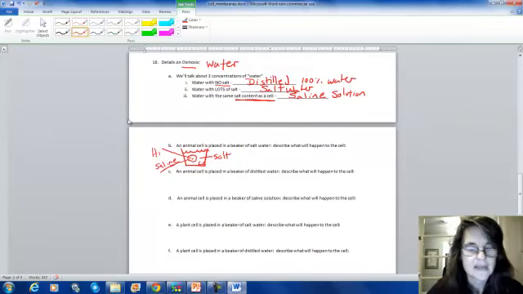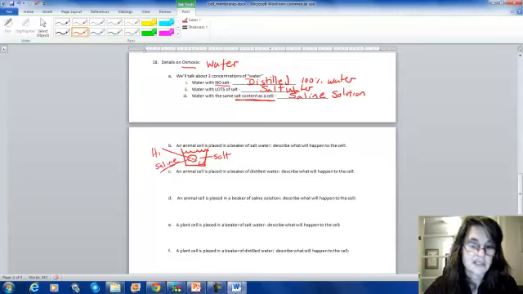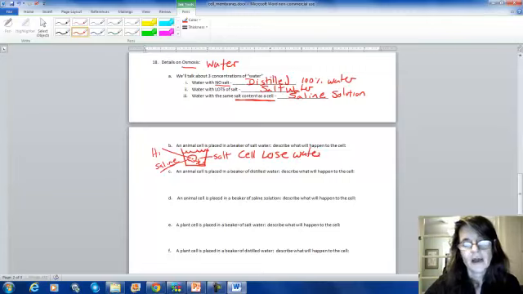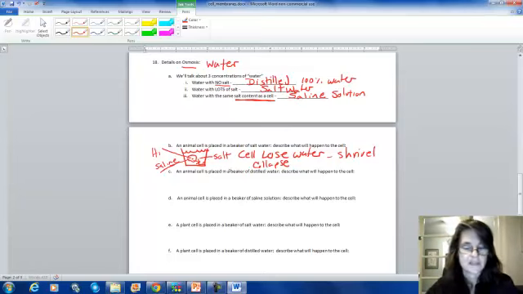So in this case, remember, water naturally wants to move from an area of high concentration, in this case the cell, to an area of lower concentration outside the cell. So in this case, the cell would lose water. And what would happen to the cell? Well, it would shrivel up like a deflated balloon. That's one way. It would collapse. So that's one type of scenario.